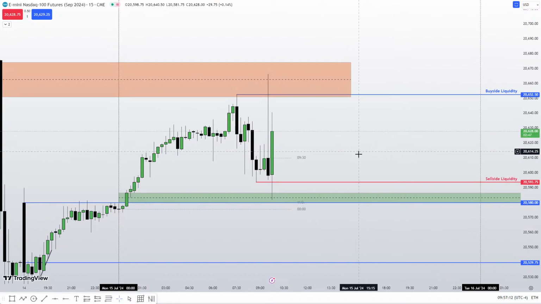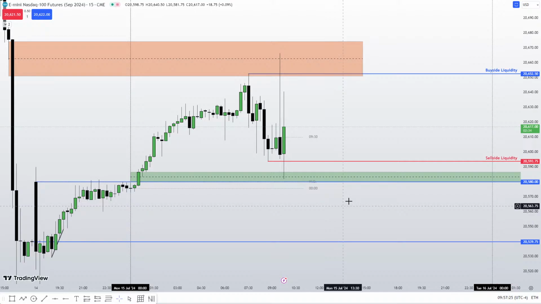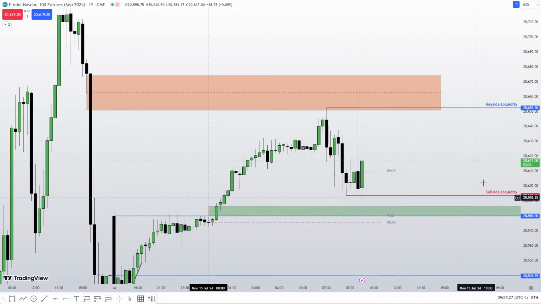So what has happened here? Firstly, the buy side has been taken, then the sell side has been taken. After the buy side, the sell side has been taken. Now where should price move? Let me know where the price should move. Should it fall, or should it go upside again? Just let me know.